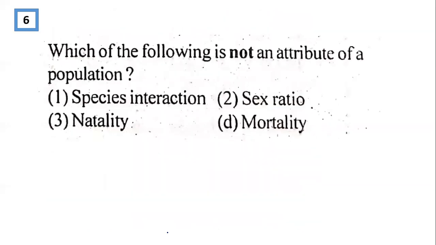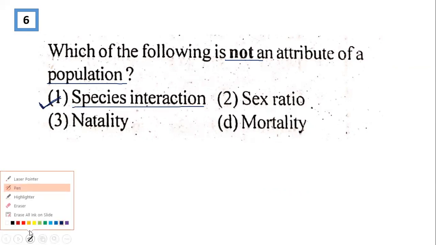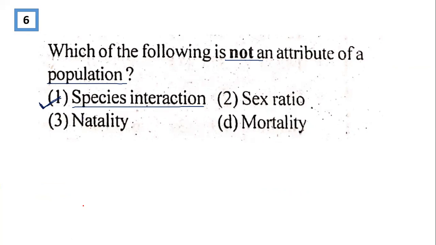Okay. Question number 6. Which of the following is not an attribute of a population? Very easy question. Species interaction, sex ratio, natality, mortality. Not an attribute of population. Yes, guys, absolutely. The correct answer is option number 1, species interaction. Okay. Species interaction is the correct answer for this question.